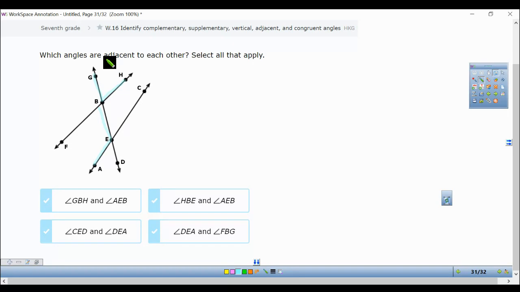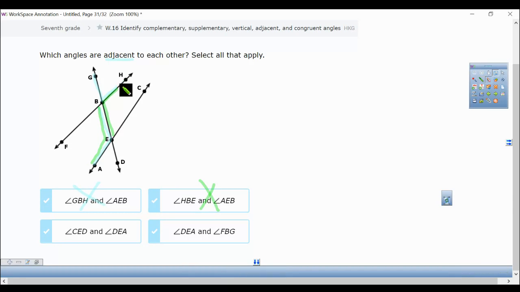Adjacent means they're side by side. They're touching. In this case, this is not the answer because they're not side by side. They're not touching. HBE, let me change the color. HBE and AEB. These angles are not adjacent. They're not on the same line. They're not touching one another. So this is not an adjacent angle.